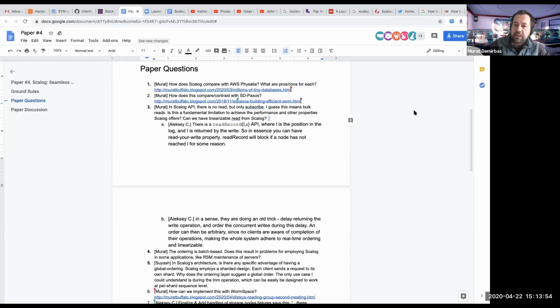The paper mentions that this is good for running analytics on the logs because the reads won't affect the writes, etc. And I wanted to delve deeper into whether there is an inherent disadvantage here for maintaining RSMs on top of Scalog.